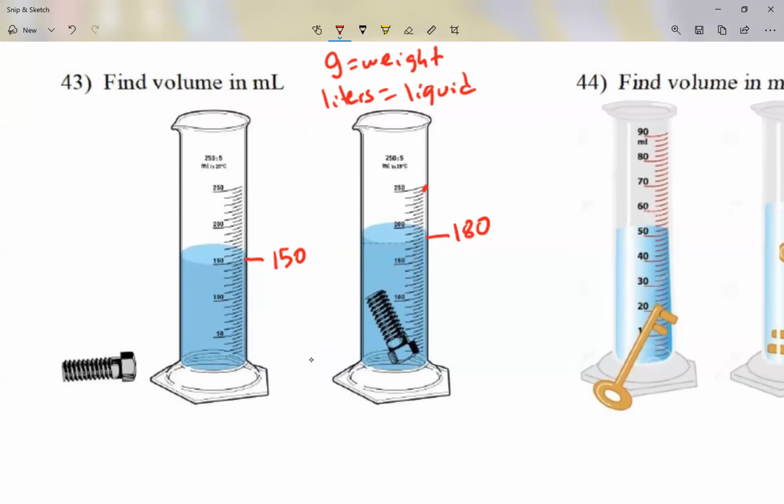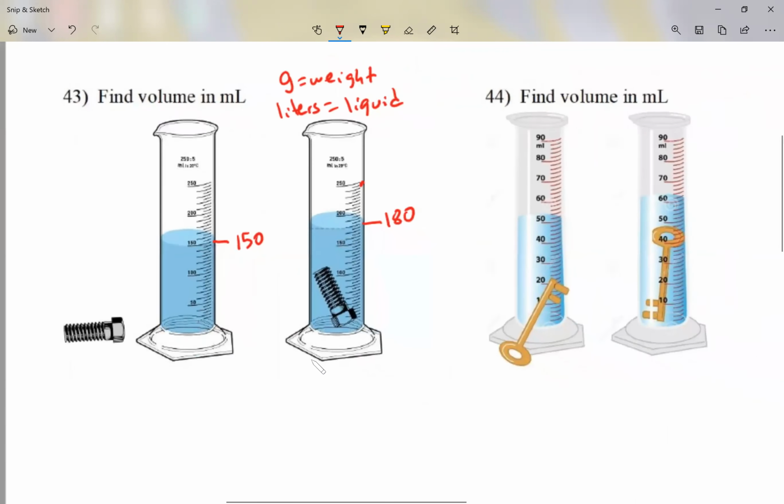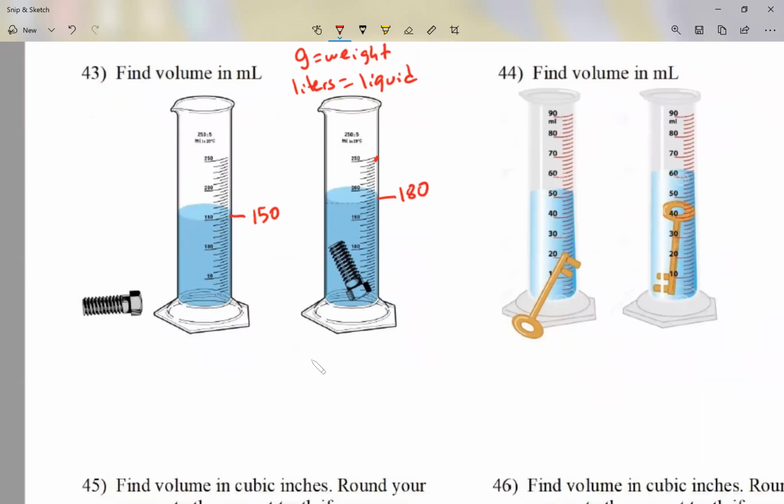So once again, without the screw, the water was 150 milliliters. With the screw it is 180, which is water plus the screw. So here it says find the volume in milliliters. I subtract the two values: 150 is just the water, no screw in it, and 180 is water plus the screw. From 150 to 180, it went up 30. That's it. So the volume of my screw is 30 milliliters.